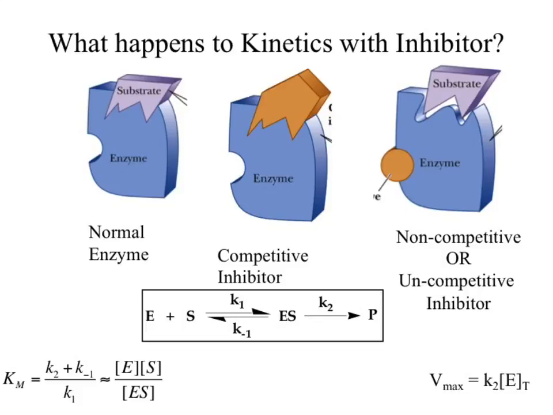Sorry, I had to cheat. I had to verify I was right. Okay? So if you can't form the enzyme substrate complex, your Km is going to skyrocket. So under competitive inhibition, the Km gets much, much larger. What happens with Vmax?